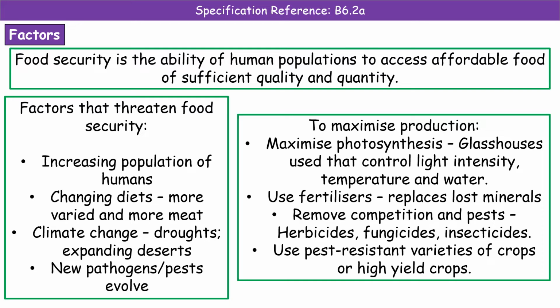We can use fertilizers to replace any minerals that we've lost from the soil to maximize our yields. We can use a range of chemicals, herbicides, kills the weeds, fungicides, kills the fungi, insecticides, kills the insects, to remove competition and pests. And we can then use different varieties of crops that just have higher yields or are naturally resistant to certain pests.